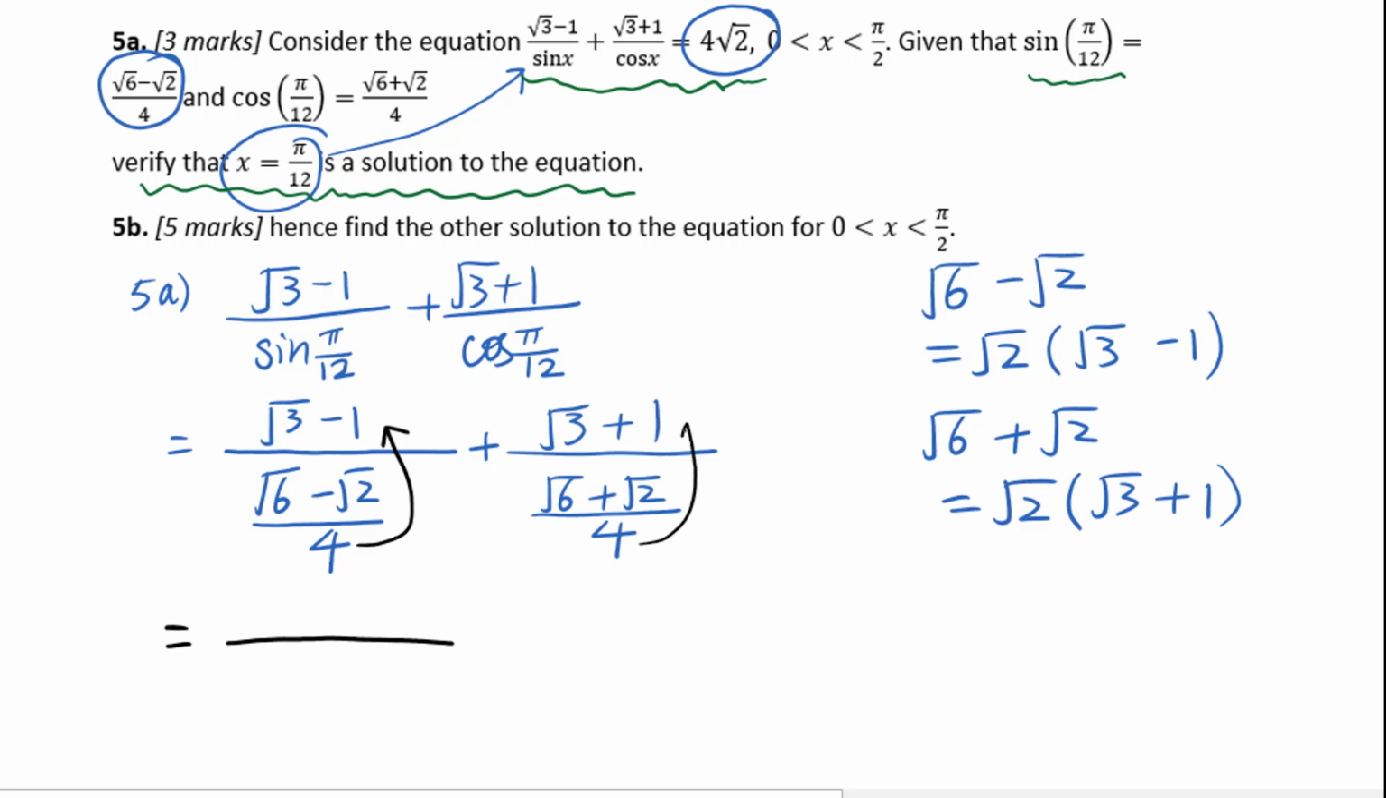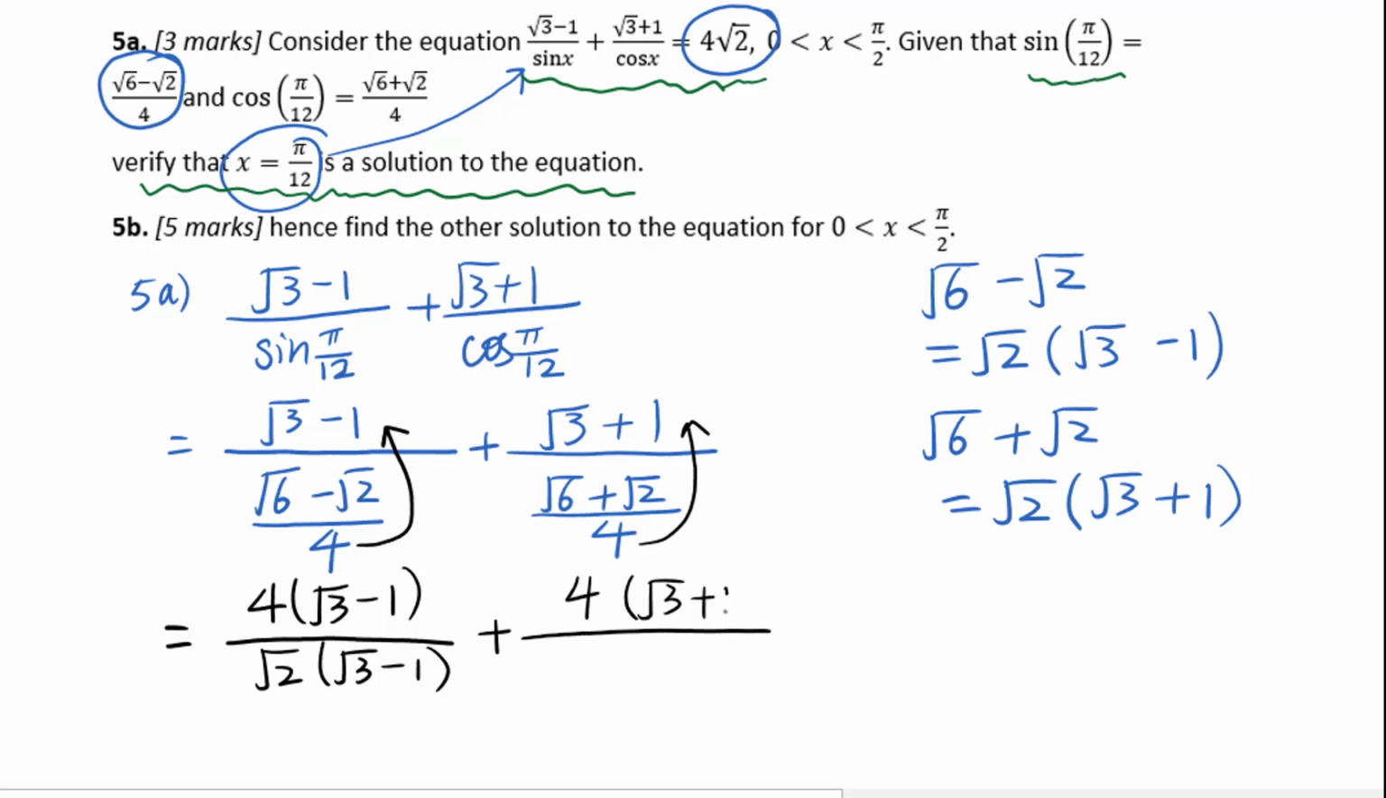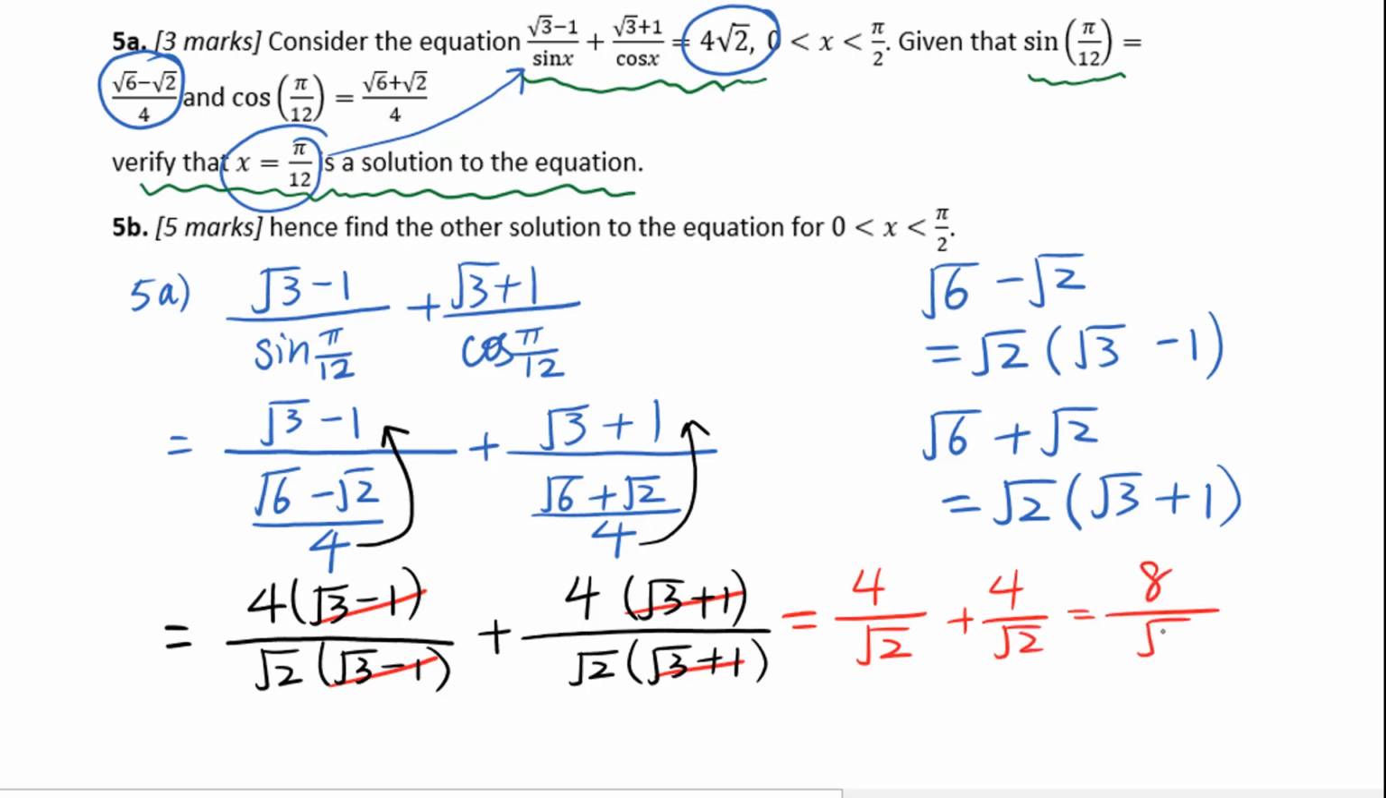Complex fraction rules, we get 4 times square root of 3 minus 1. Square root of 6 minus square root of 2, we can change into square root of 2 times square root of 3 minus 1, plus 4 times square root of 3 plus 1 and square root of 2 times square root of 3 plus 1. Then reduce. You will get 4 square root of 2 plus 4 square root of 2. That is 8 square root of 2.